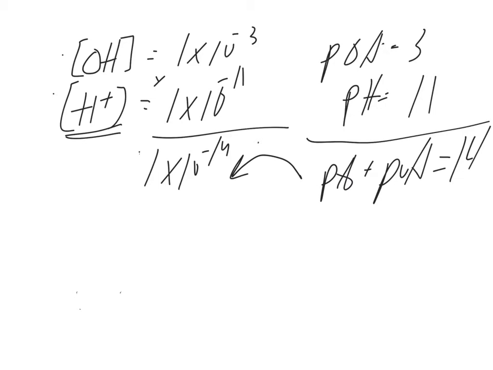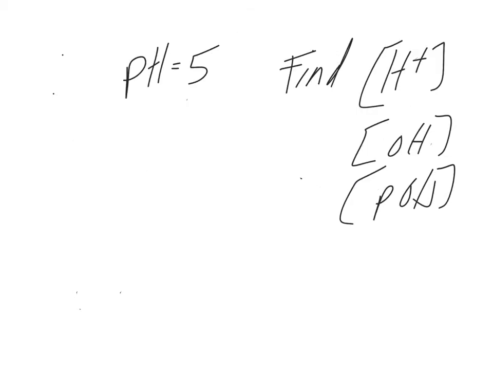Now here's one more problem for you. Well, here's a sort of different problem for you. We're going to go backwards. I'm telling you that the pH for a solution is 5, and I want you to find 3 other facts about the solution. I want you to find the concentration of H plus, the concentration of OH minus, and the pOH. You should probably pause this video and find those solutions and then come back.